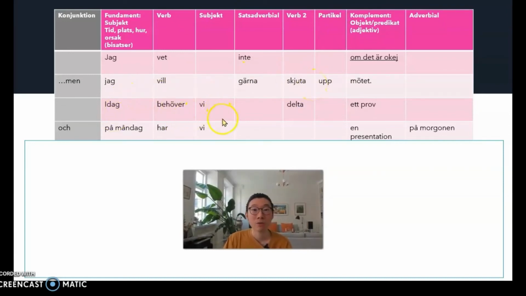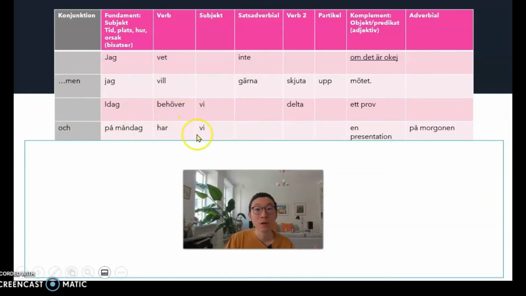Idag behöver vi delta ett prov. Idag adverbial. Behöver vi. Now you see, because we started the sentence with adverbial, we don't have a subject in this sentence, so we fill the subject in the third place here. And the verb always at the second place.